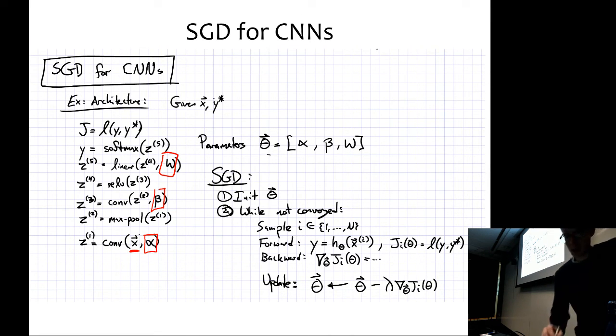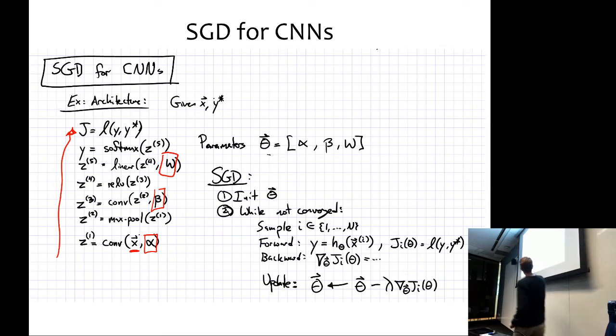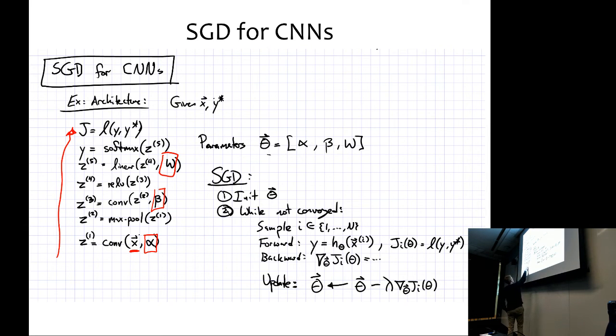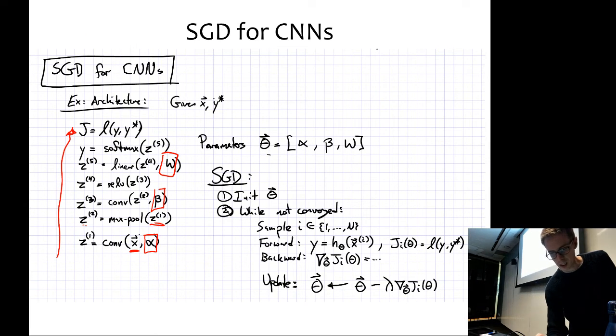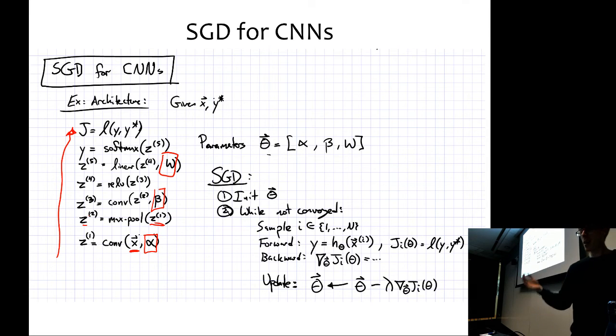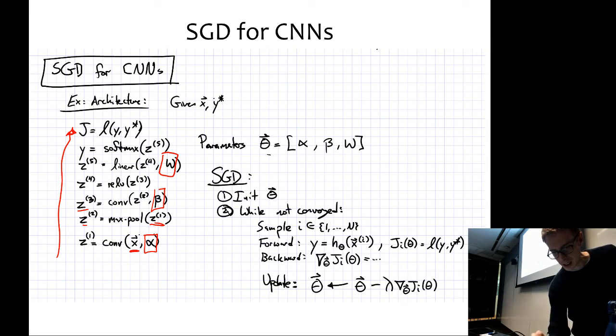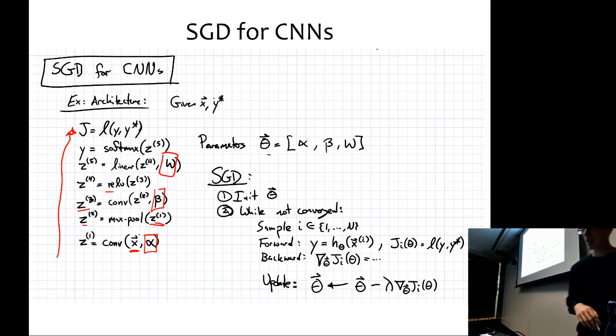The architecture here is written out bottom to top, where first you apply a convolution layer to x using parameters alpha. That gives you z1. Then we apply a max pooling layer to z1 to get z2. Then we apply another convolutional layer with parameters beta to get z3. Then we pass that through a rectified linear unit, which we'll define in a second, and then a linear layer, a softmax, and finally a loss function to get back a score.